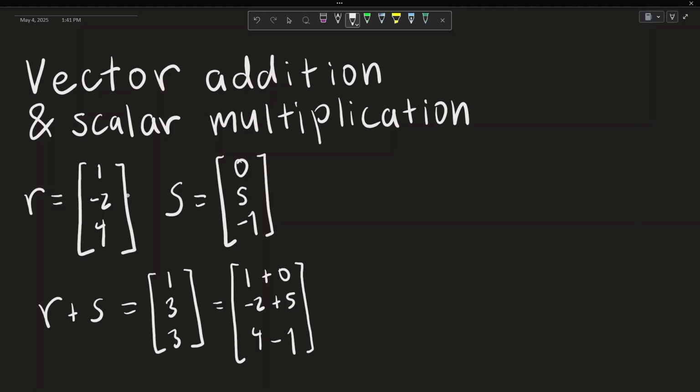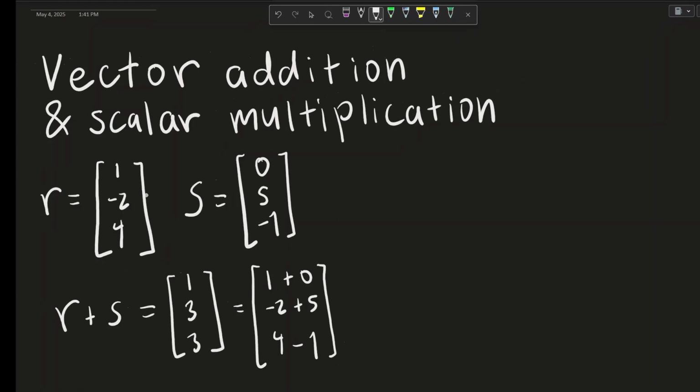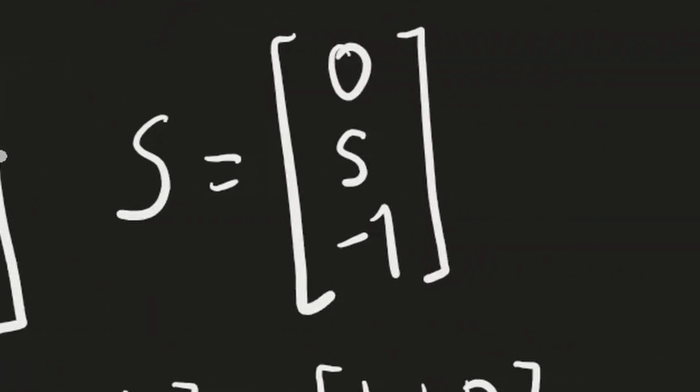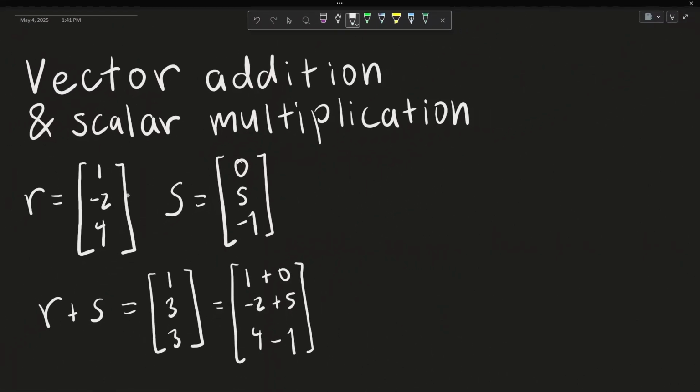So say we drew this out, we'd find that if we added this vector and this vector, what we would do is we'd add the tail of this vector to the head of this vector, and then find the resulting vector, and it would be exactly this vector, 1, 3, 3, in 3 dimensions.